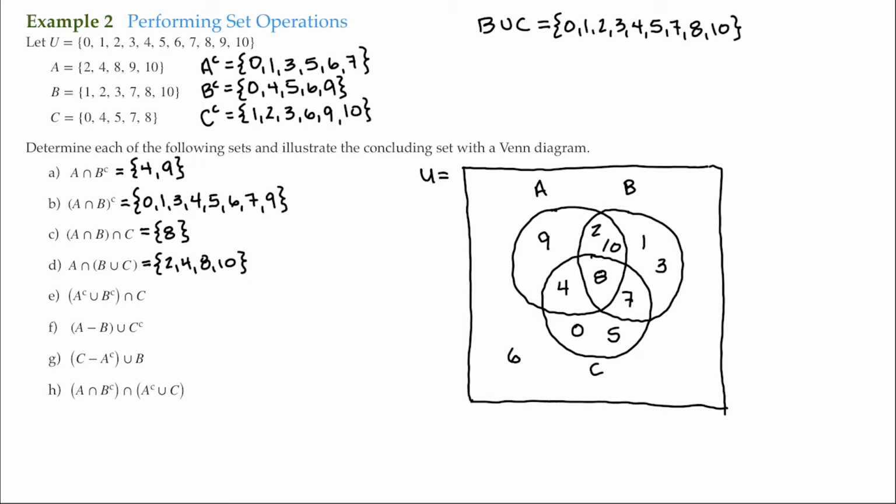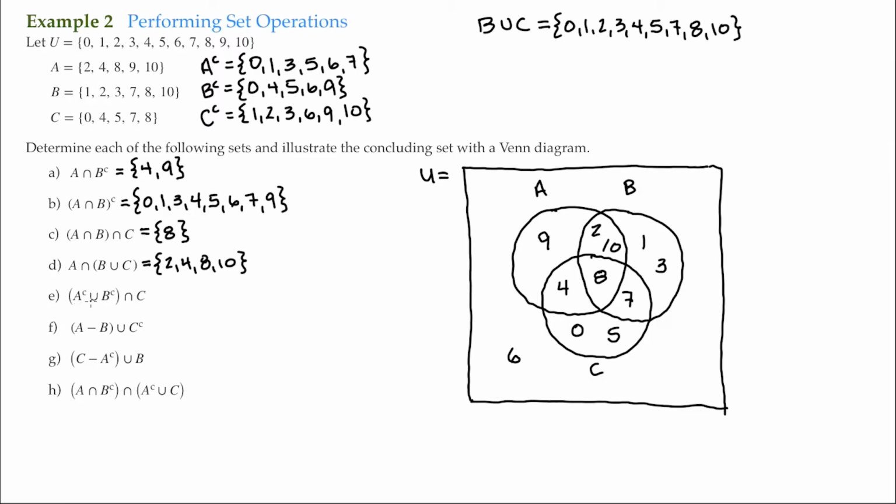The corresponding Venn diagram is, we'll just go ahead and fill in that region. Okay. We'll continue with E.